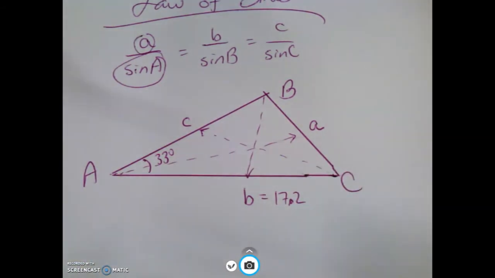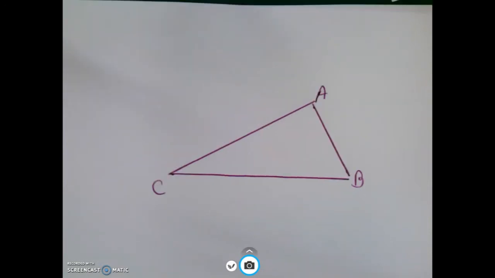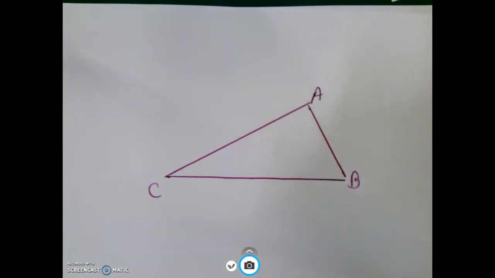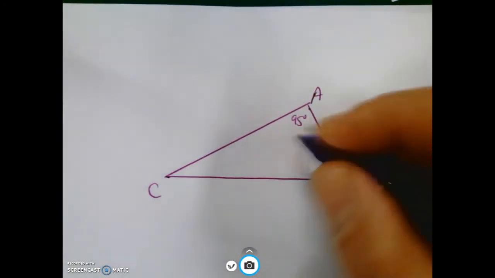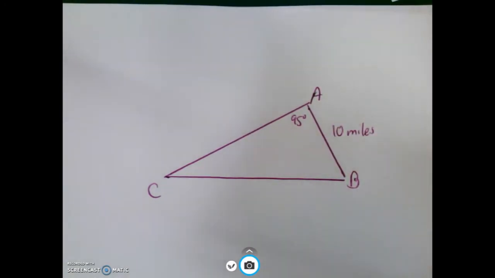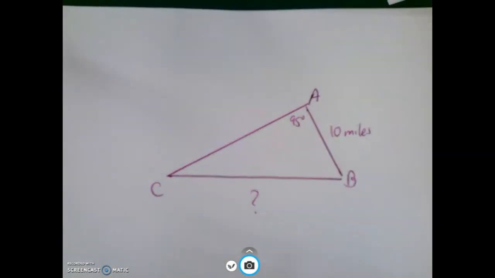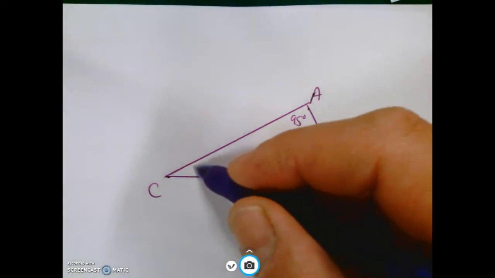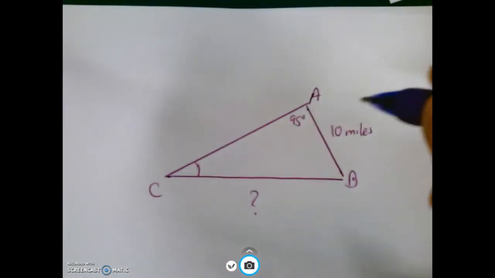Well, let's take another example, draw a new triangle that's not all drawn over, and we'll put in some numbers. Okay, so let's say we have a triangle here. Let's say A was more than 90 degrees. Let's make that 95 degrees. Let's say this distance here, we knew that was 10 miles. And we're trying to find this distance here, okay? We'll need one other piece of information in order to solve that. So let's say we also knew that the angle here was 41 degrees.